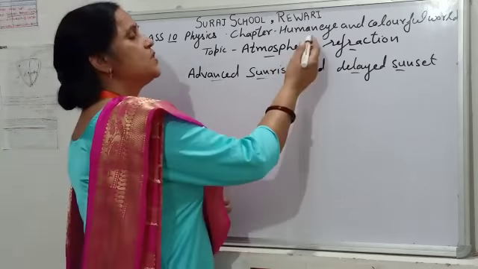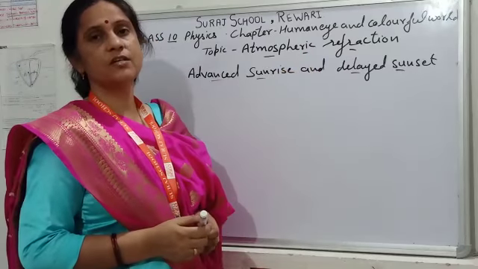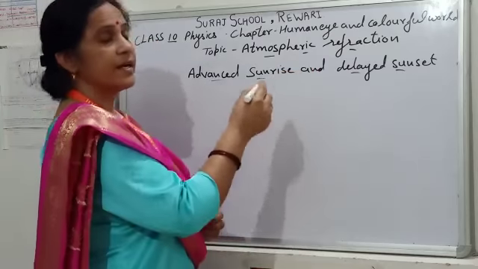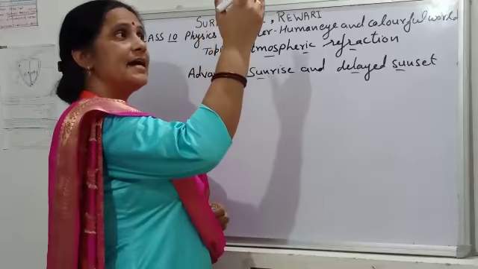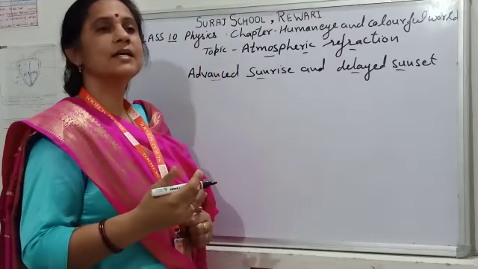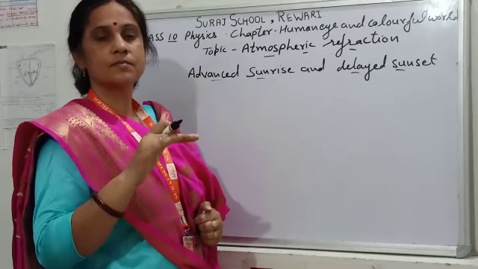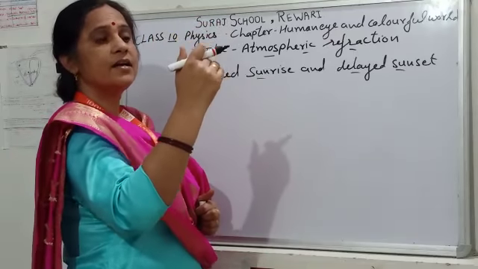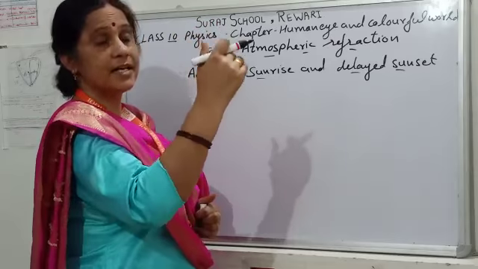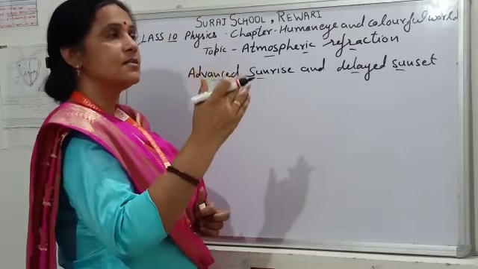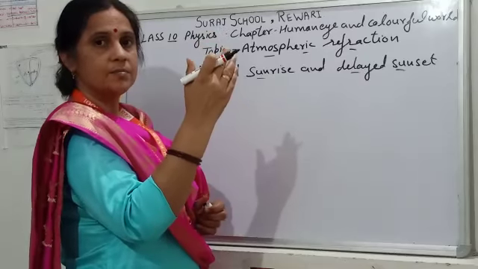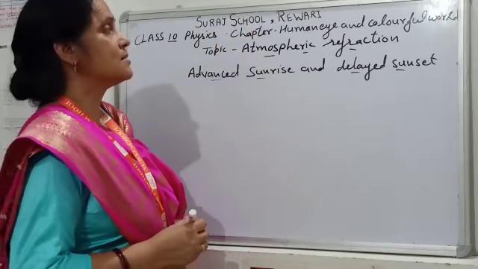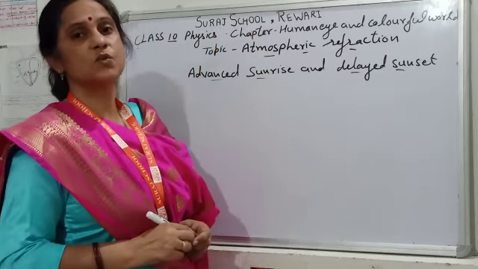Students, atmospheric refraction means refraction of light due to different layers of atmosphere. When light enters our atmosphere, we know that our atmosphere has different layers with different density. So when light enters different layers of atmosphere, due to the difference in density of these layers, light sometimes travels with faster speed and sometimes travels with slower speed. That means it bends, it refracts. That is called atmospheric refraction.